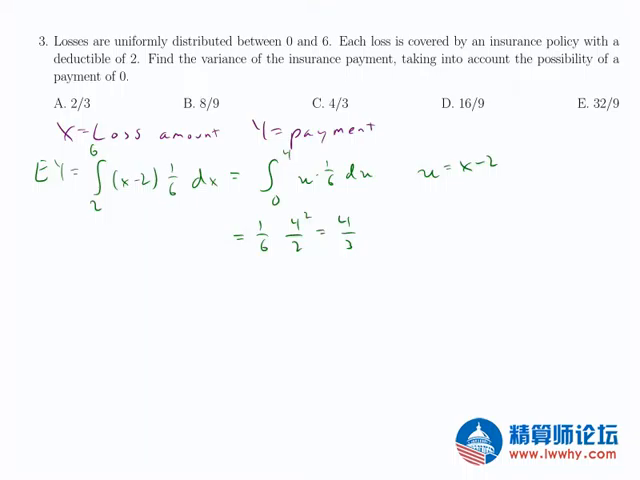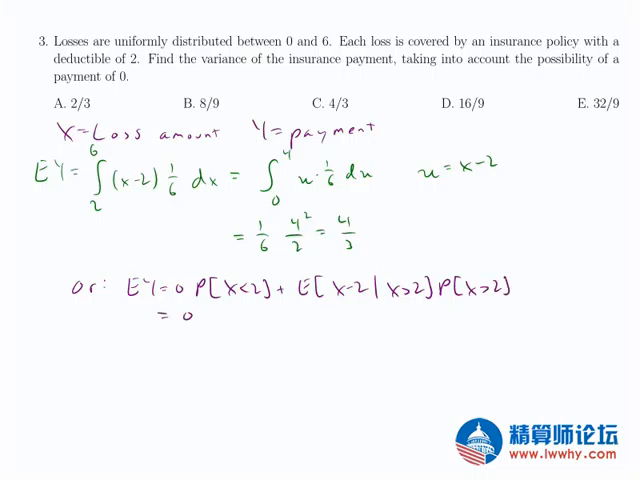There's actually a shorter way we could have done this. Another way is to say the expected value of y is going to be 0 times the probability x is less than 2, plus the expected value of x minus 2 conditioned on x being greater than 2, times the probability that x is greater than 2. The first term gives me 0.